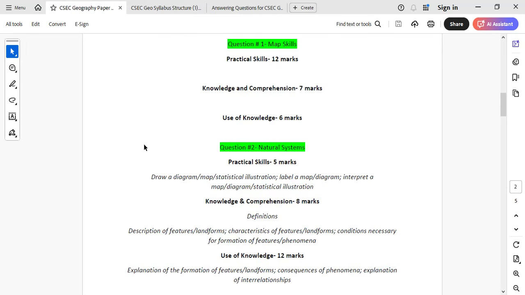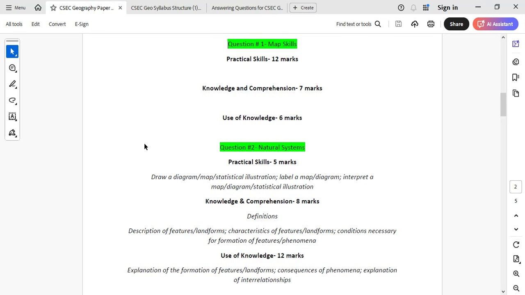So for question 2, the natural systems questions, the first 5 marks are going to be on practical skills. It could be to draw a diagram or to draw a map or to draw some statistical illustration like a line graph, a bar graph. They give you data, draw a line graph, a bar graph, whatever. Or label a map, or label a diagram, or interpret a map, or interpret a diagram or a statistical illustration. And the questions are going to add up to 5 marks.